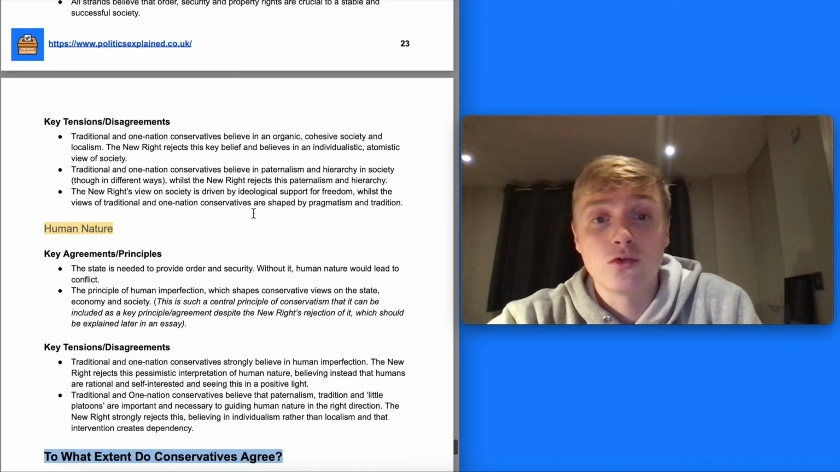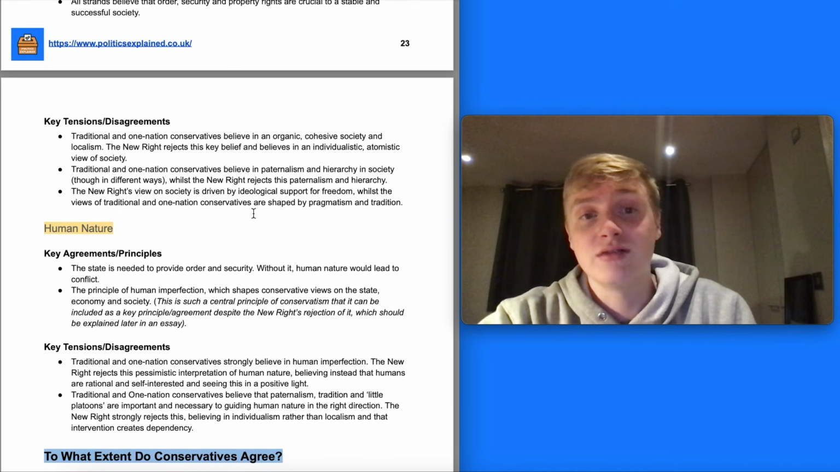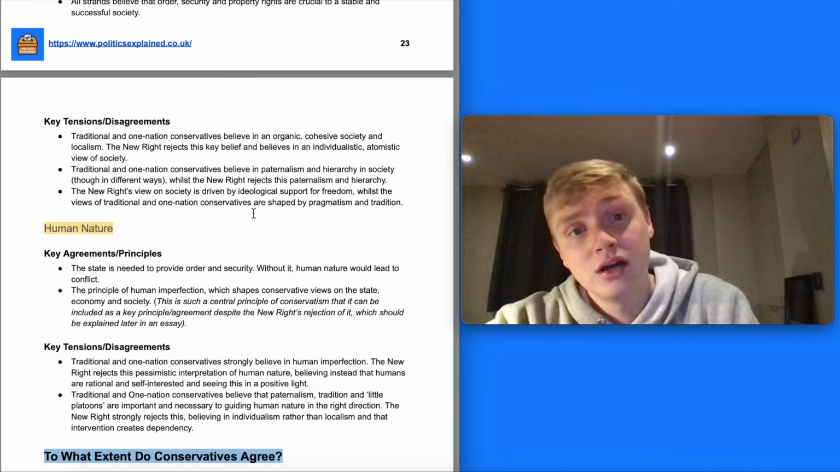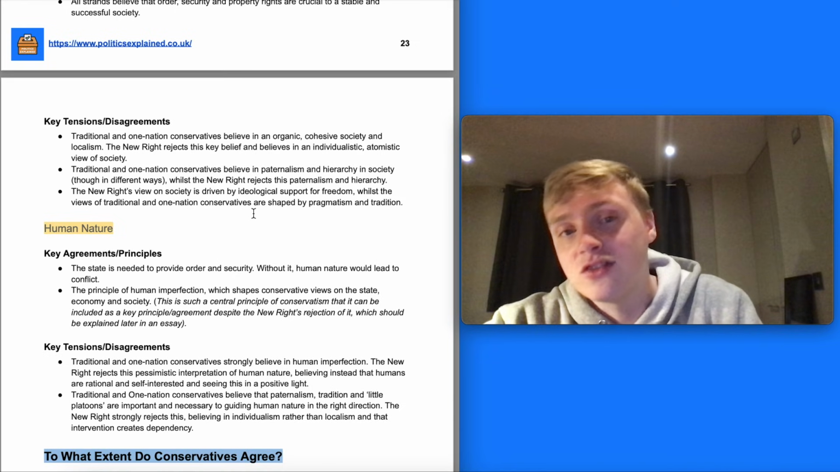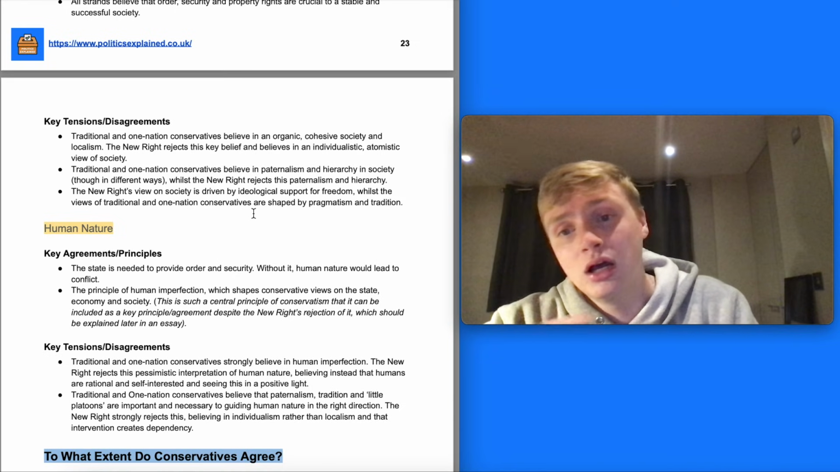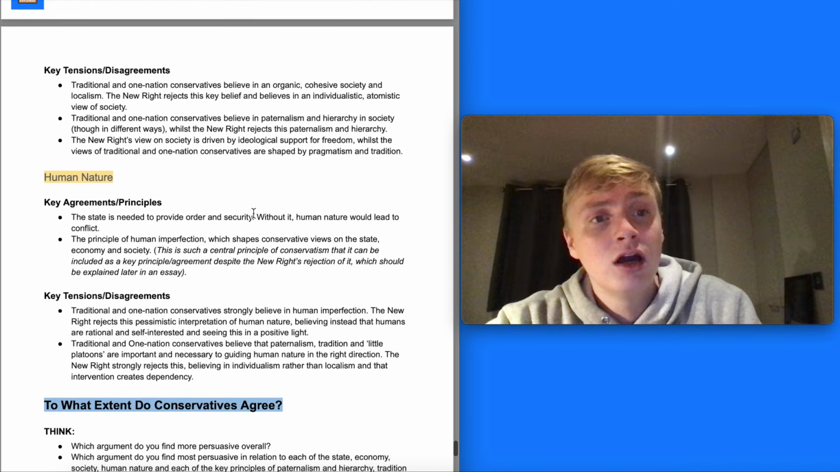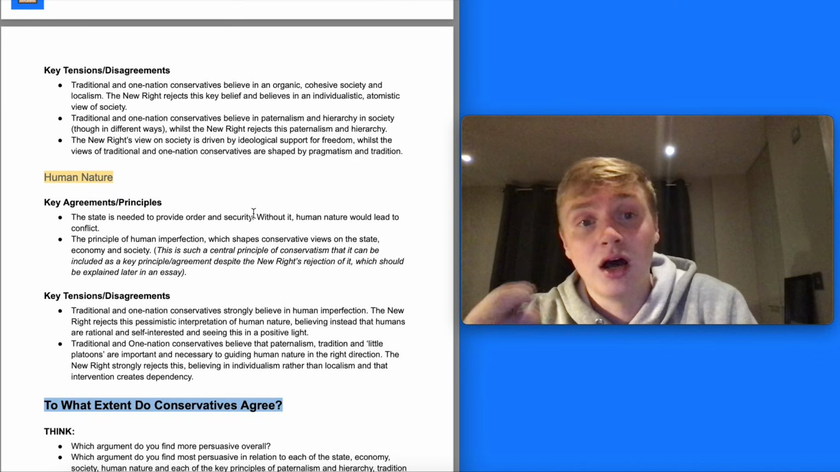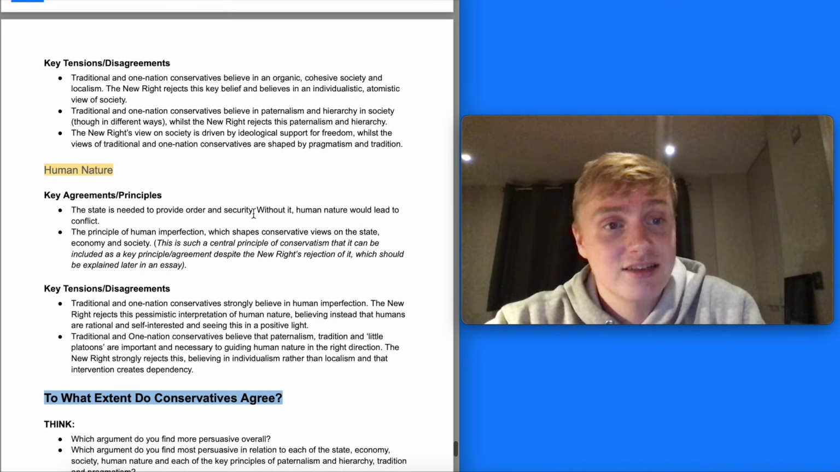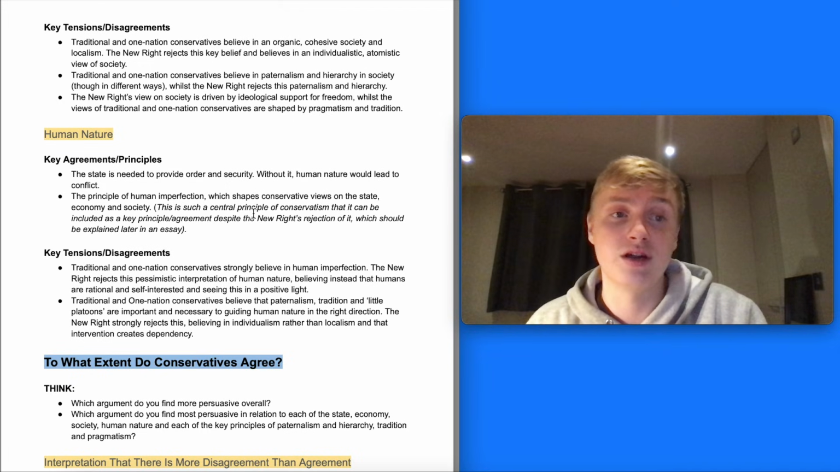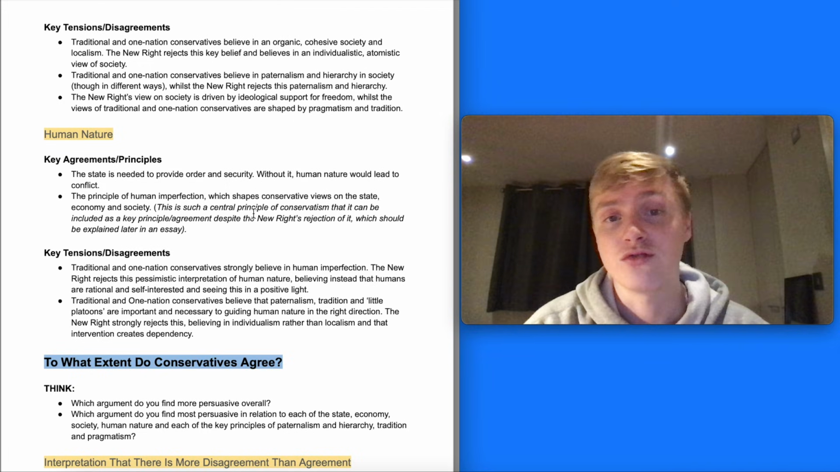Disagreements are over organic society versus the new right's belief in atomism and individualism, whilst traditional one nation conservatives believe in this organic, cohesive society, and traditionally, with Burke's little platoons in particular, in localism. Traditional one nation conservatives believe in paternalism and hierarchy, whilst the new right really rejects this. And the new right's view of society is driven by individual freedom, whilst traditional one nation is driven by pragmatism and tradition.